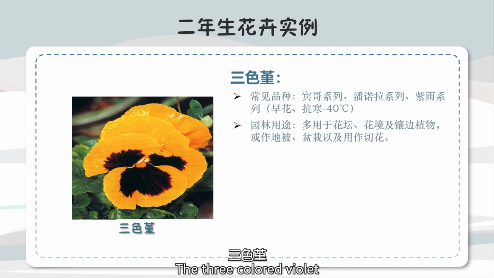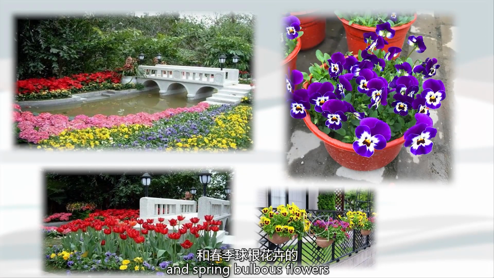The three-colored violet has a relatively short plant type, extremely beautiful colors, and a long flowering period. It is mostly used on flower beds, flower borders, and border plants, and with spring bulbous flowers for substrate cultivation, or as ground cover, potted plants, and cut flowers.